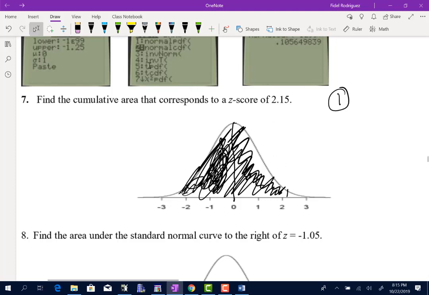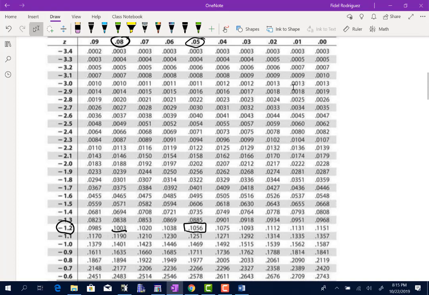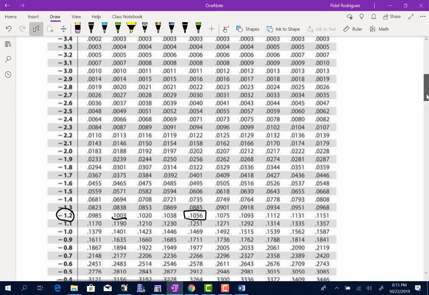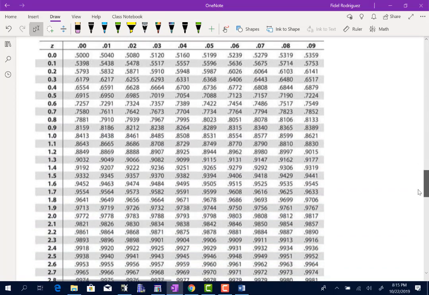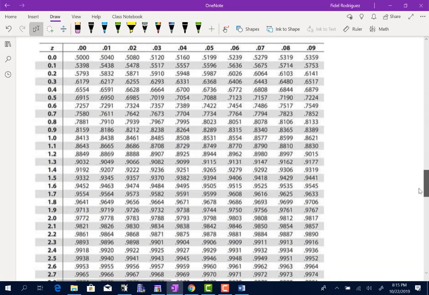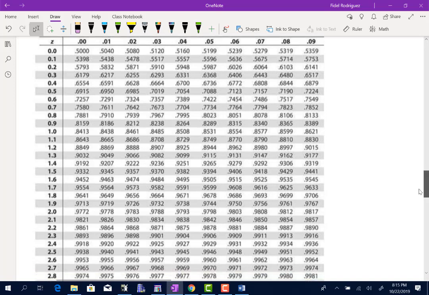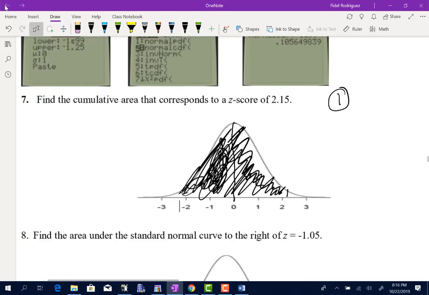So guys, I'm going to come back to my table. Do we find a positive 2? I think if you look at the next page, do you see the other page of it? And we said we're looking for what number? 2.15. So look, here's 2.1, and here is my 0.5. So what number are we coming up with? 0.9842, guys. So all I'm going to do is come back over here and say our area is going to be 0.9842.